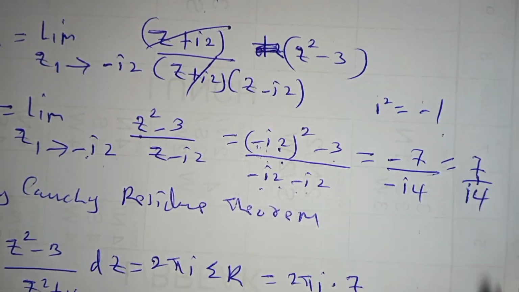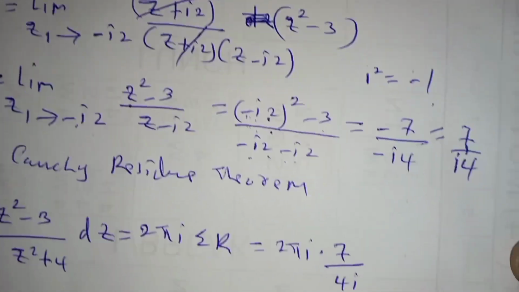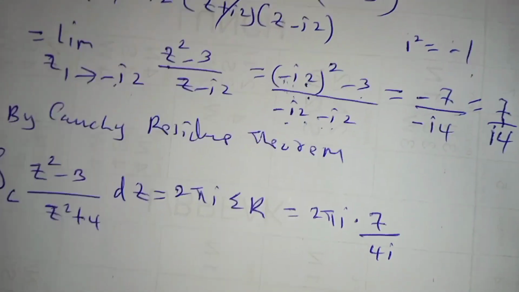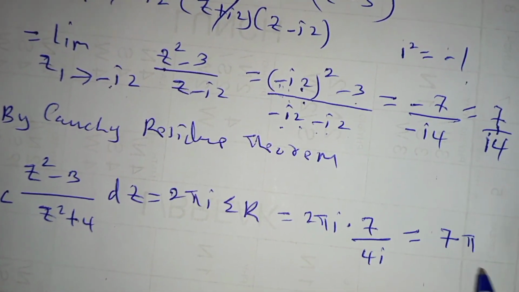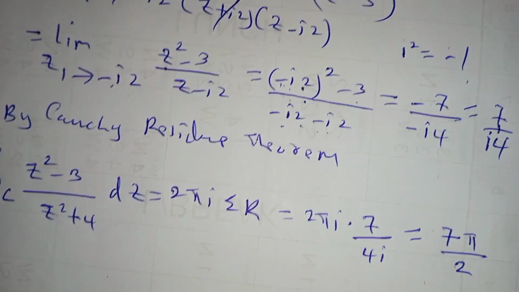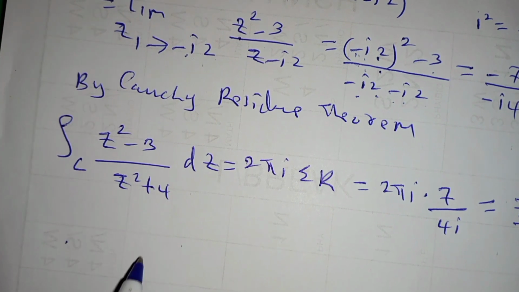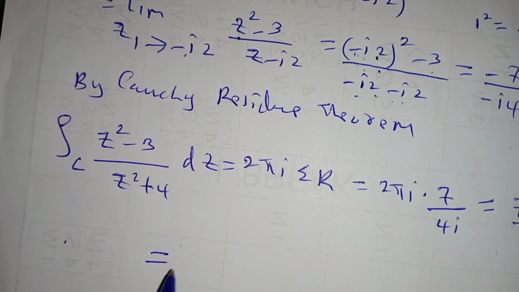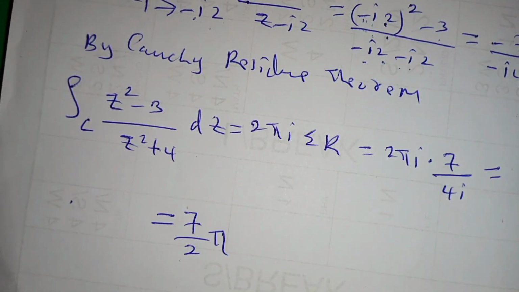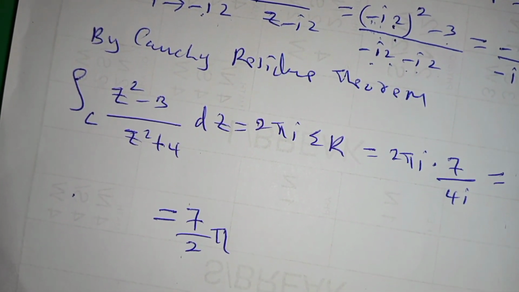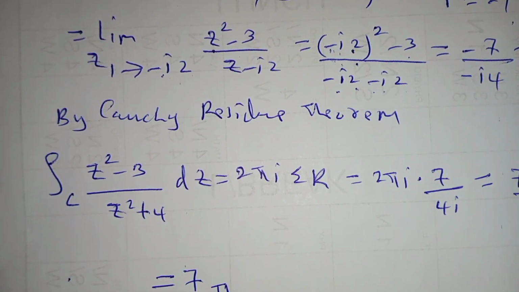Up here we have i, so 7 over 4i: i and i will cancel. By 2, it is also going to cancel. And here we shall have 7 pi over 2. I and i have cancelled, meaning that the solution of this integral is 7 pi over 2, by making use of Cauchy residue theorem.